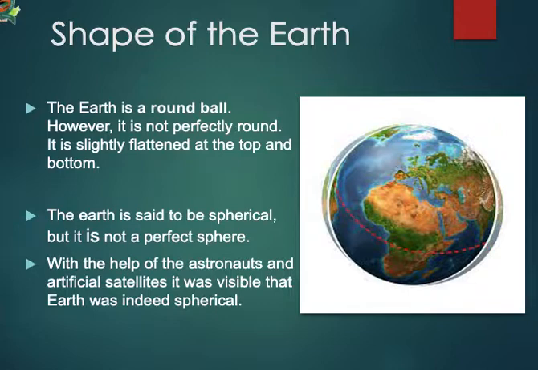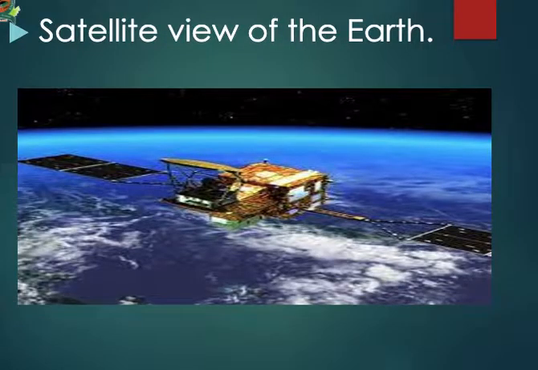Shape of the Earth. The Earth is a round ball. However, it's not perfectly round. It is slightly flattened at the top and bottom. The Earth is said to be spherical, but not in a perfect state. With the help of the astronauts and artificial satellites, it was visible that the Earth was indeed spherical. Satellite's view of the Earth.